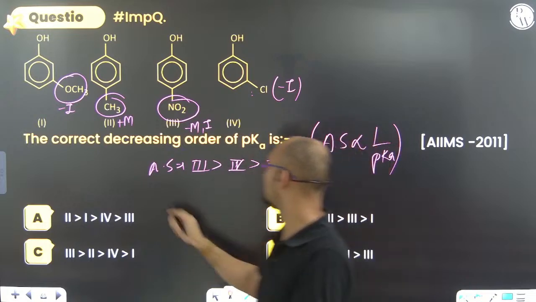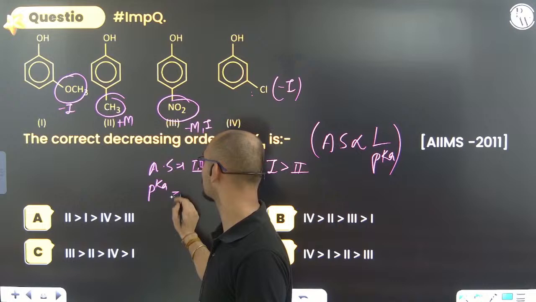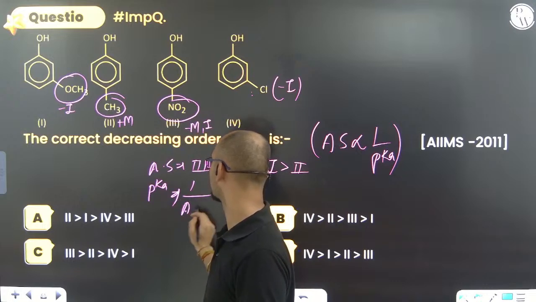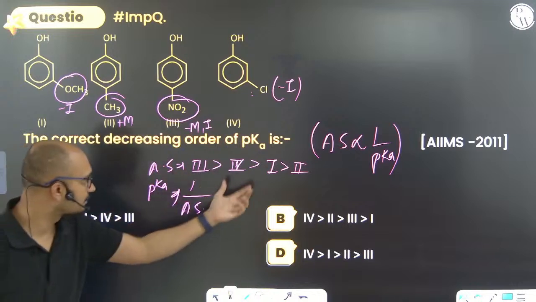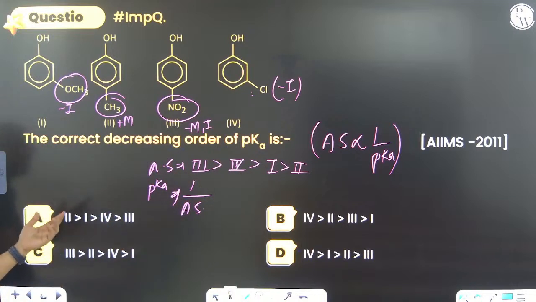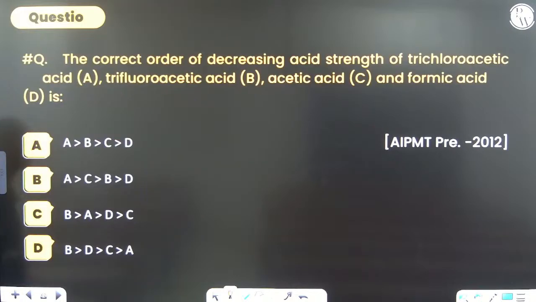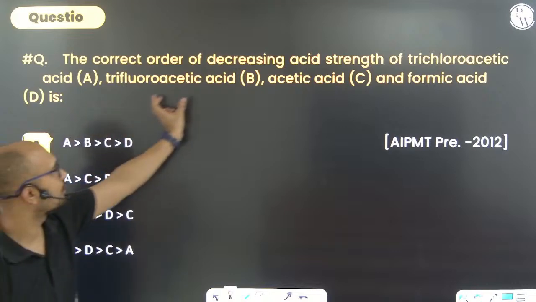But pKa will be just the opposite of acidic strength. Think about it. Opposite. So 2 is more than 1 is more than 4 is more than 3. Correct, option A. Next, the correct order of decreasing acidic strength of trichloroacetic acid, trifluoroacetic acid, acetic acid and formic acid.